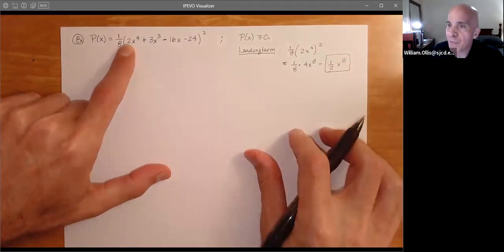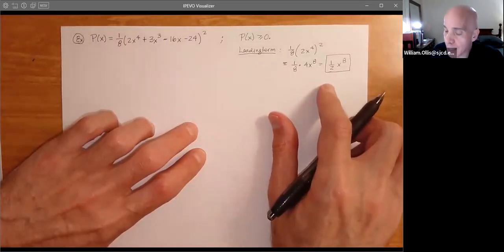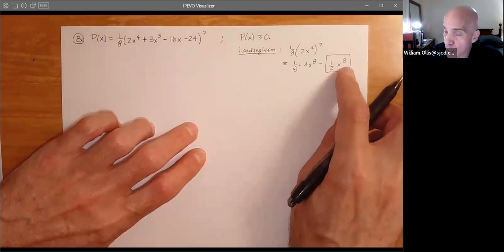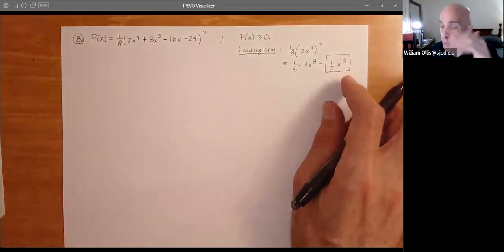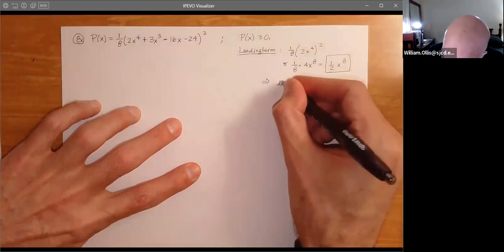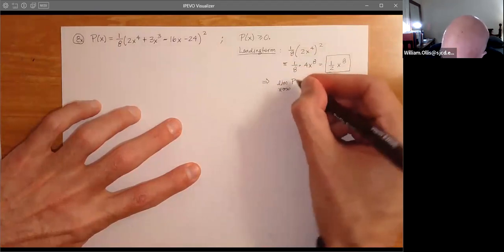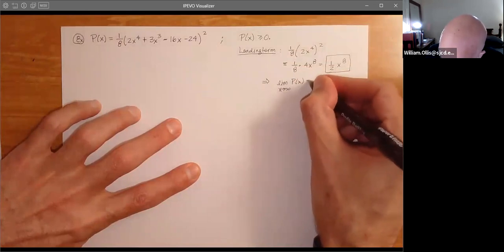So again, that tells you just what we said before. Even though we don't really need it, we see that with this positive or this even power here, the end behavior will always be off to infinity. So this implies that the limit as x approaches infinity of P of x will be infinity.